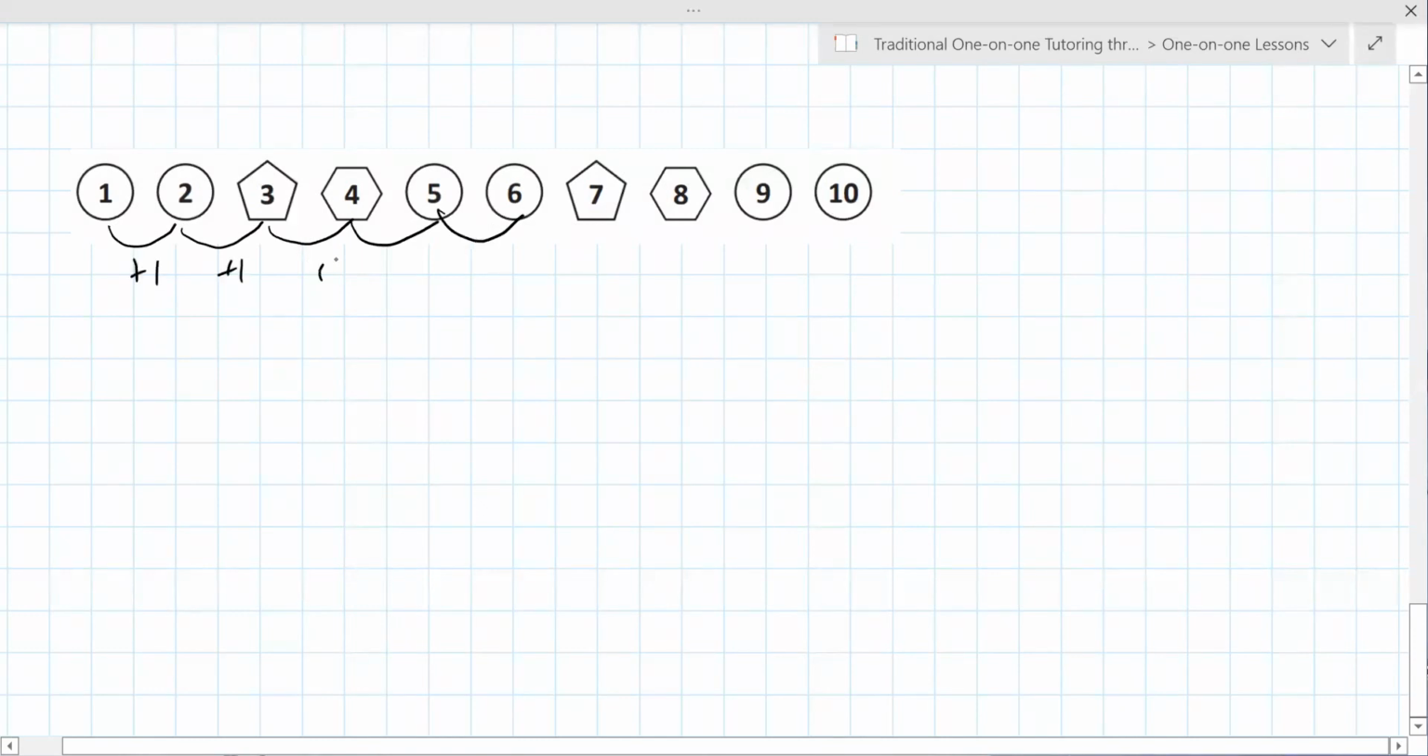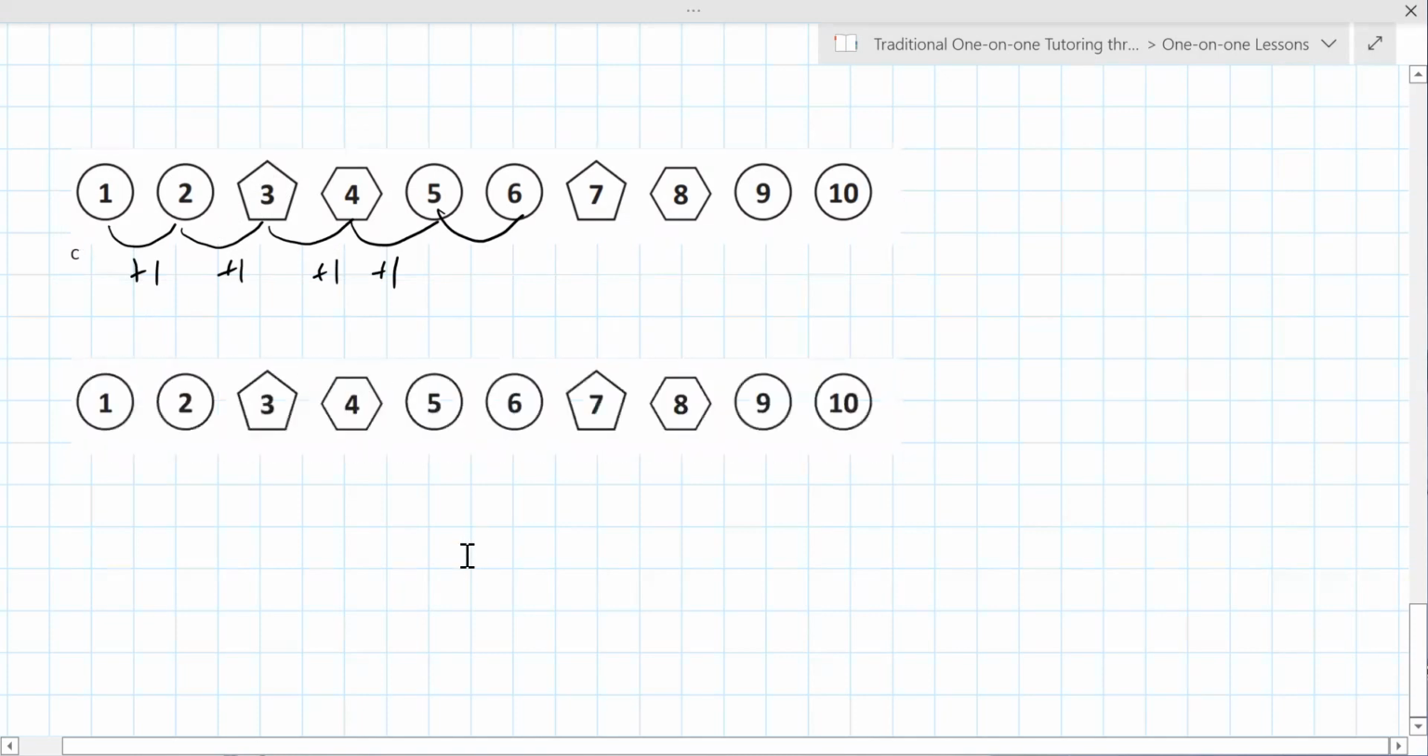Okay. Now there's one other pattern that is here, and I'm going to copy this down just in case some of those other lines are distracting. There's another pattern here, and I'm not sure if you see it.